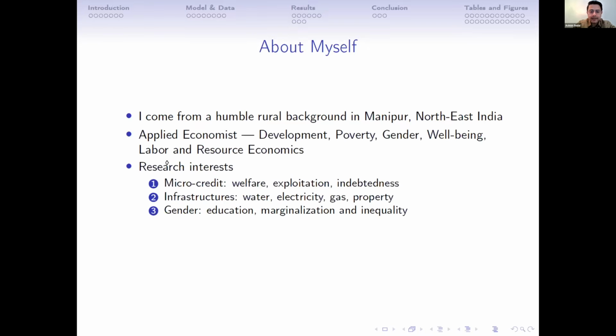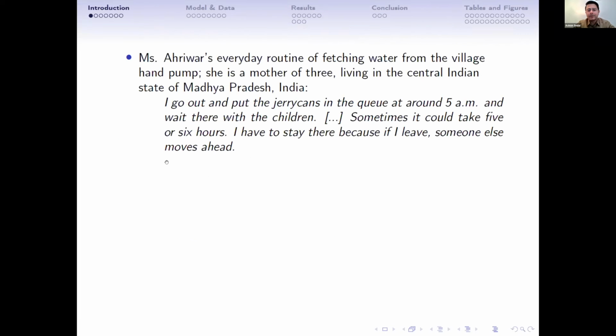So moving forward directly, I would like to first go into this quotation in the New York Times in 2021. It says that a woman in the state of Madhya Pradesh is a mother of 3 living in the central Indian state of Madhya Pradesh. She says that I go out and put jerry cans and queue in the morning at 5 a.m. and wait there with the children. Sometimes it could take 5 or 6 hours to fill water. I have to stay there because if I leave, someone else moves ahead.